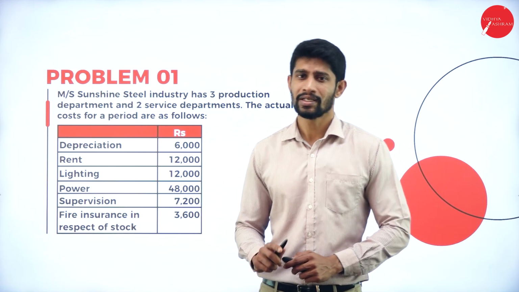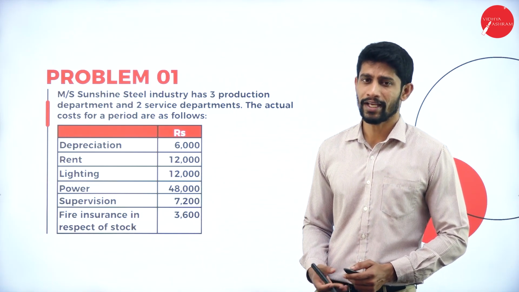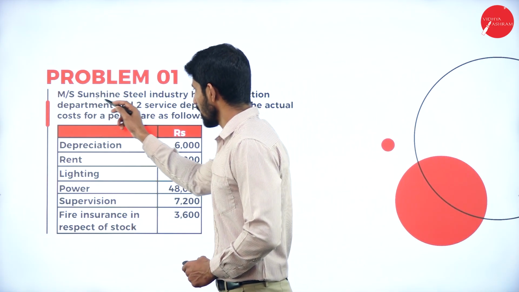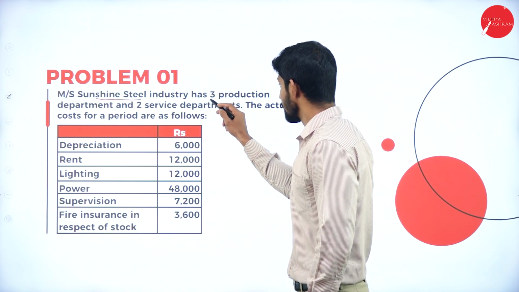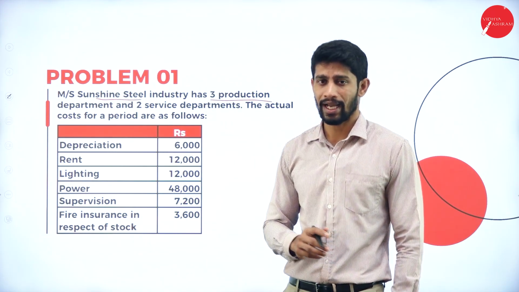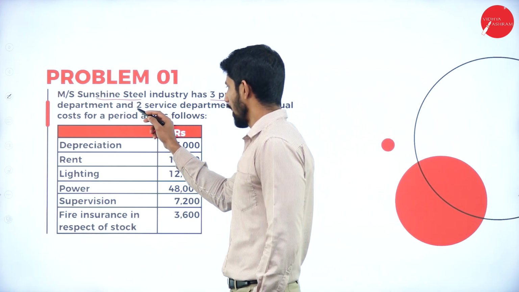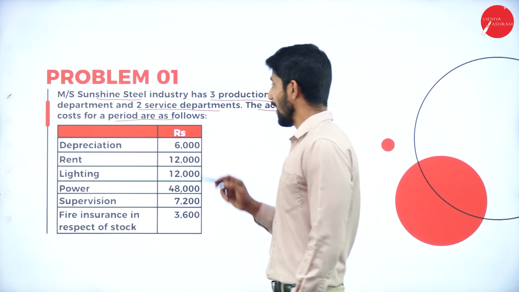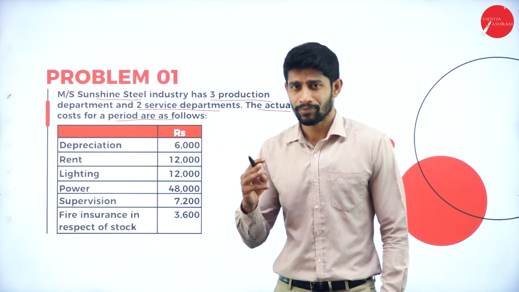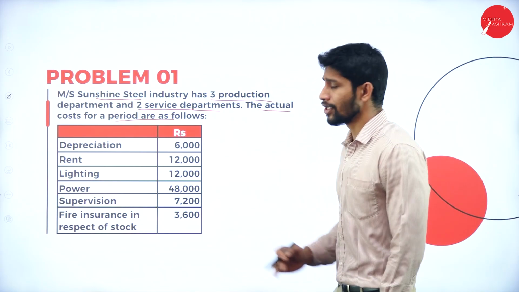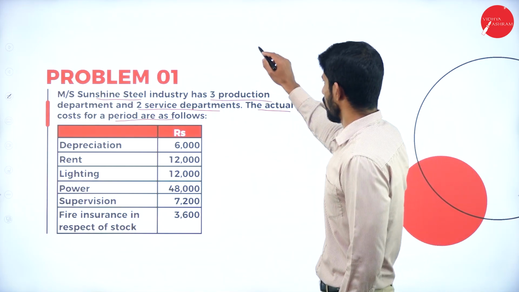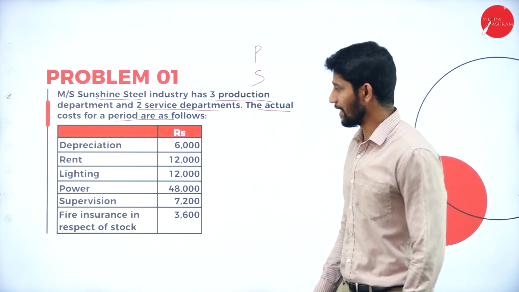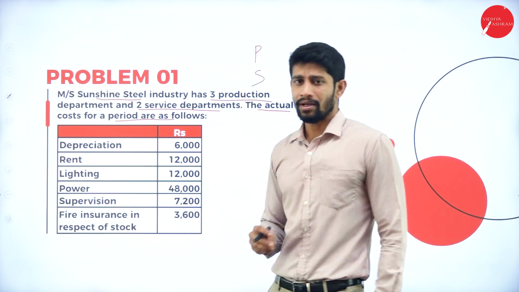Overhead is nothing but expenditures or expenses. So we go with the first problem. Sunshine Steel Industry has 3 production departments and 2 service departments. The actual cost for a period are as follows. You can call production department as P, service department as S. It's easy. So here we have some expenditures.